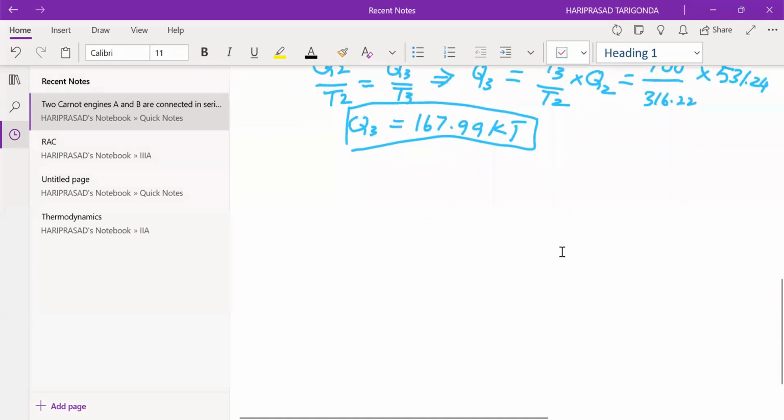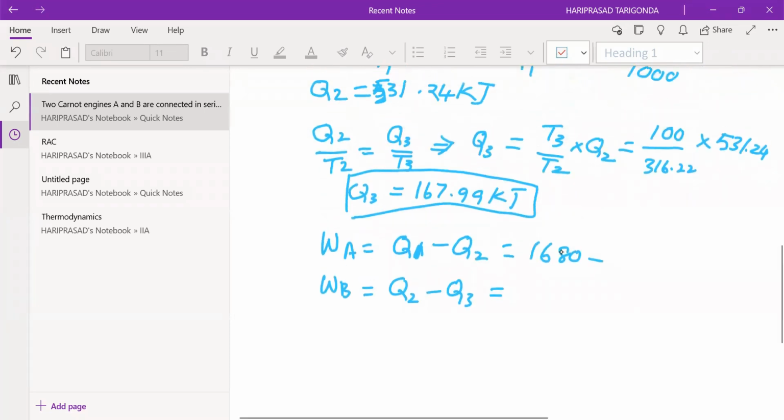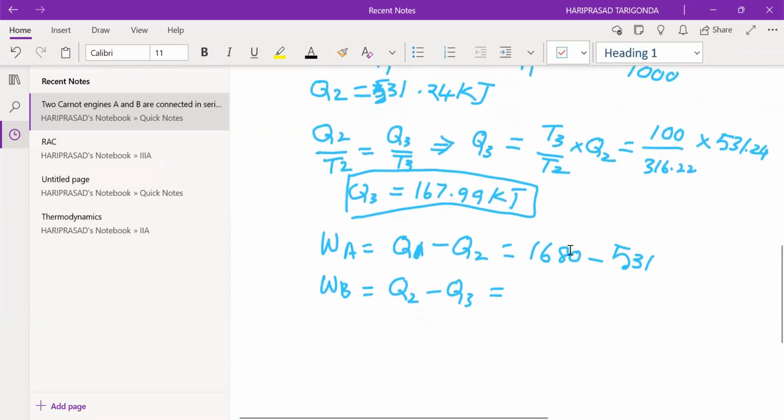Now we are going for WA. Once we know all the heats, we can easily find WA. WA is equal to Q1 minus Q2. Similarly, work done by B is equal to Q2 minus Q3. Like this, we can find the work done by engine A and by engine B. Here Q1 is given, 1680, minus Q2, which is 531.24. You substitute there and you will get the value of work done.